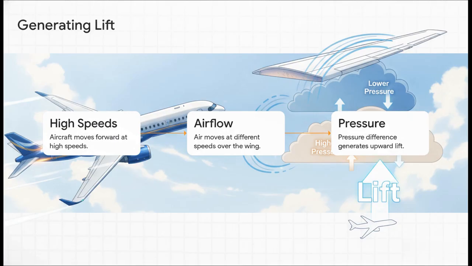Let's see how this all builds into actual flight, because it happens in a very precise sequence. Step 1. The aircraft moves through the sky at high speeds. Step 2. That airfoil shape causes the air to move at different speeds over and under the wing.